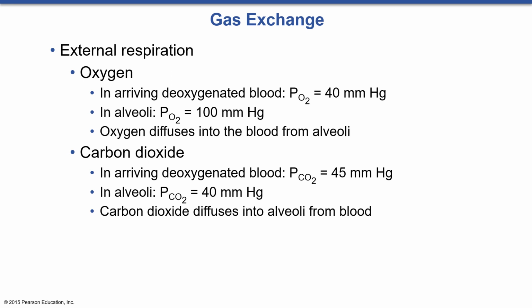Carbon dioxide is somewhat the opposite. In the arriving deoxygenated blood, the pressure of carbon dioxide is 45 millimeters of mercury. In alveoli, it's 40 millimeters of mercury. This means it favors diffusion from the alveoli to the blood.